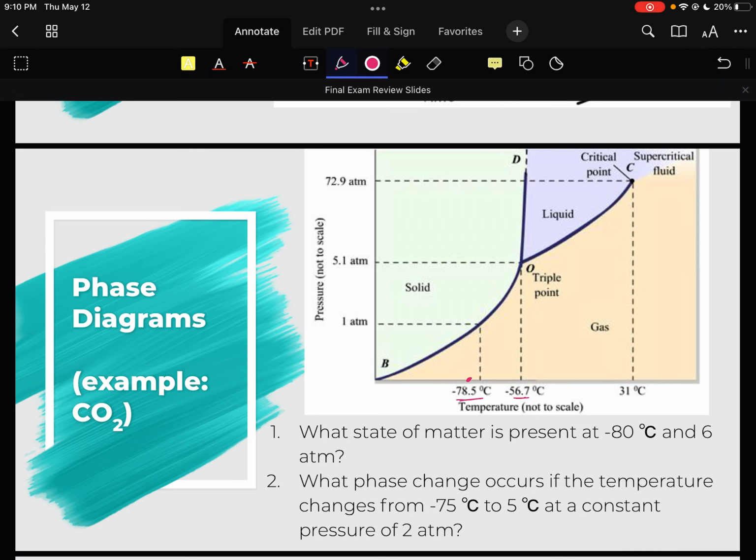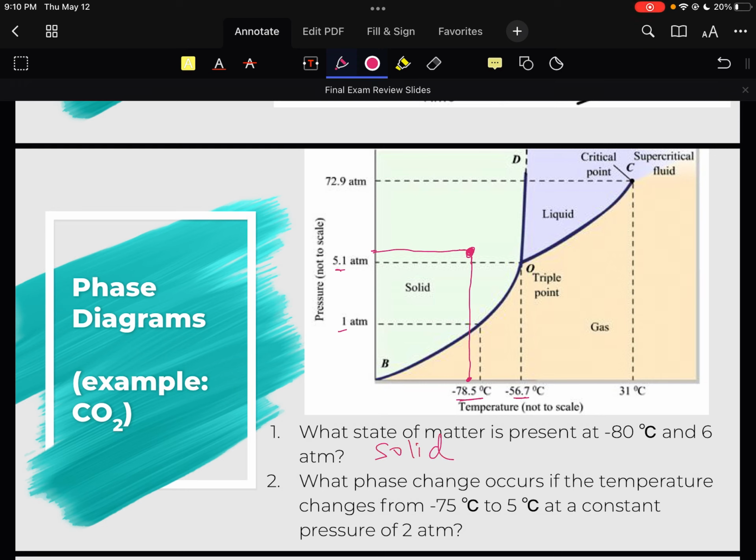And then 6 ATM. So if this is 1, 5, 6 is probably just kind of right above it. So I'm just going to look and see where those two points intersect if we go up and down. And that's right there. So I can see I'm firmly in the solid area.